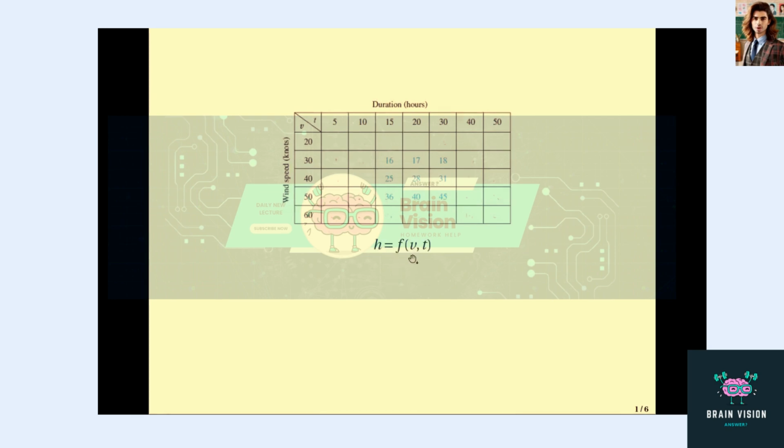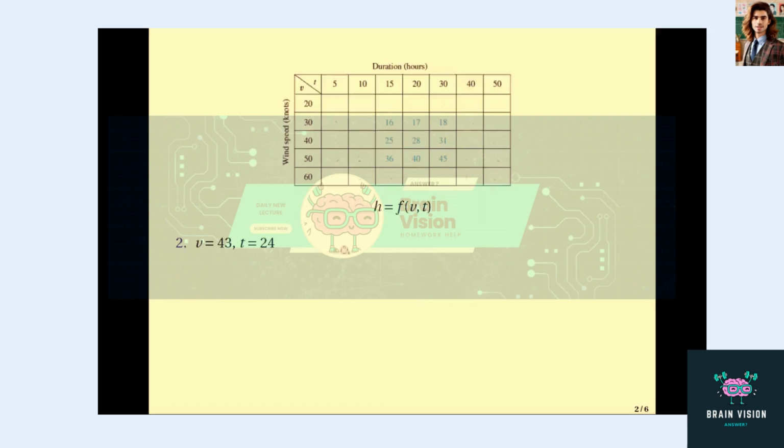In the problem, we have the wave height function h, which depends on the wind speed v and duration t. The values of h are given in a table of values, and I only show the values of h which are important to our computation. The first problem is to find the value of h when v equals 40 and t equals 20. Looking at the table, when v equals 40, we look at this row, and when t equals 20, we look at this column. So it is clear that the value of h at v equals 40 and t equals 20 is equal to 28.